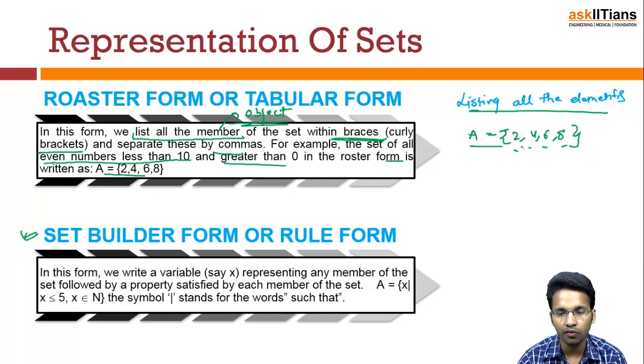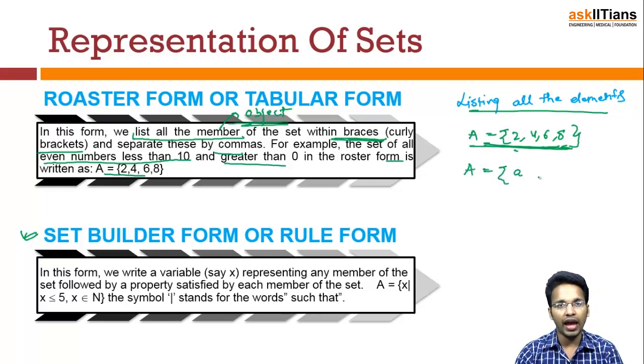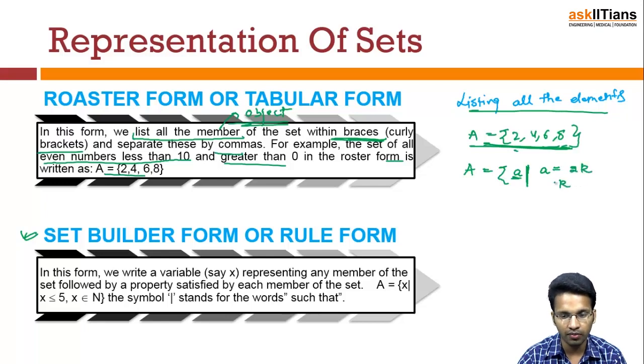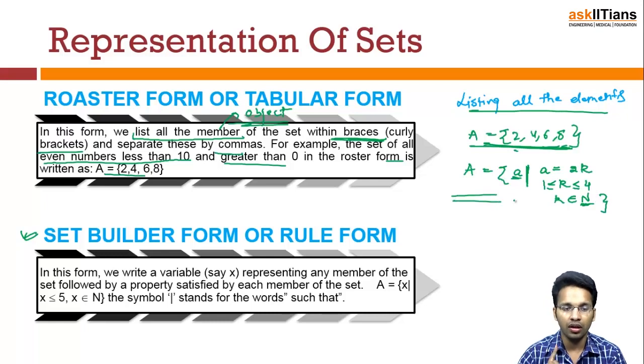So if I were to write this, I will write a general element, suppose A, and then either this symbol or a colon. Then I impose a condition on what this A is. A might be 2k, where k is a natural number between 1 to 4, and k belongs to natural numbers. Again we will be using some mathematical sets which are already there, like for numbers. So this is how we write the set builder form.